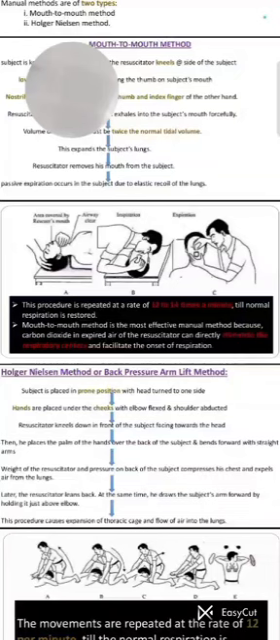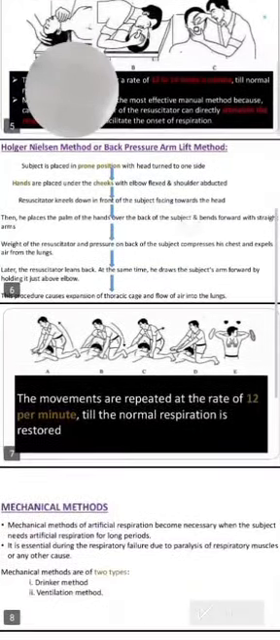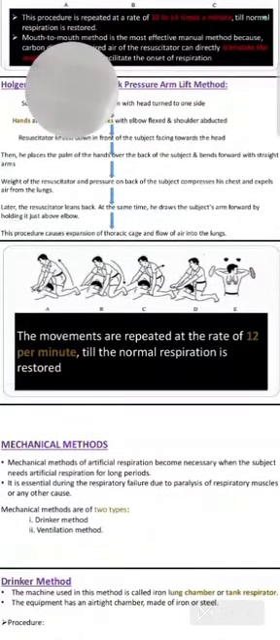The whole body weight must be put over the hands onto the back of the subject. So the weight of the resuscitator as well as the pressure on the back of the subject causes compression of the chest and expels air from the lungs.